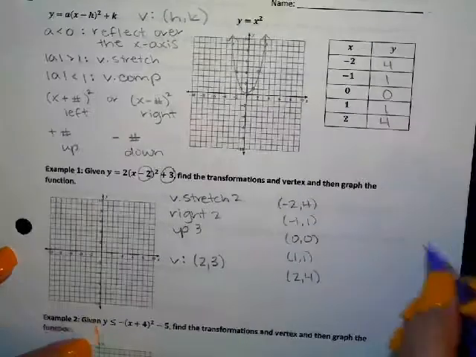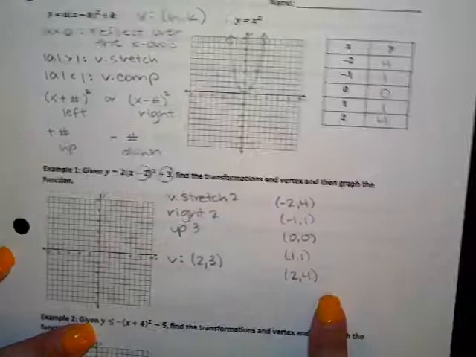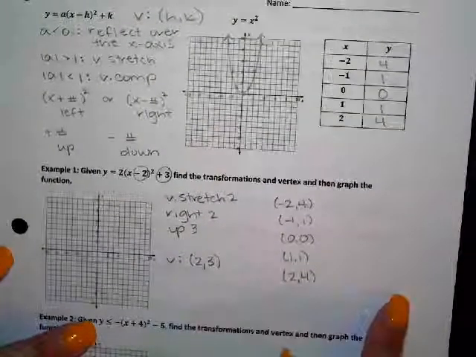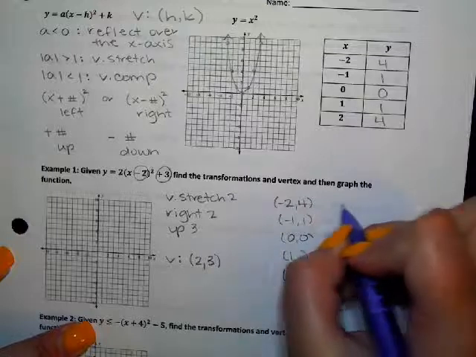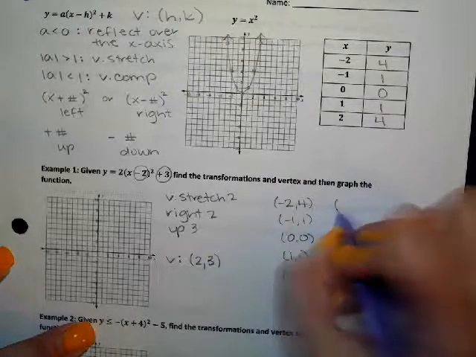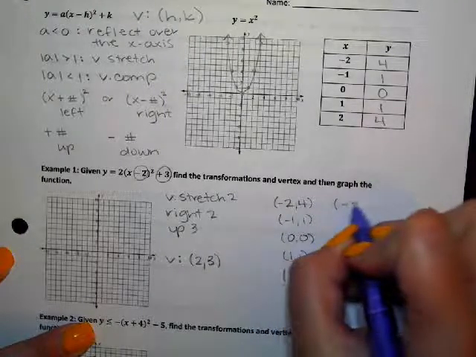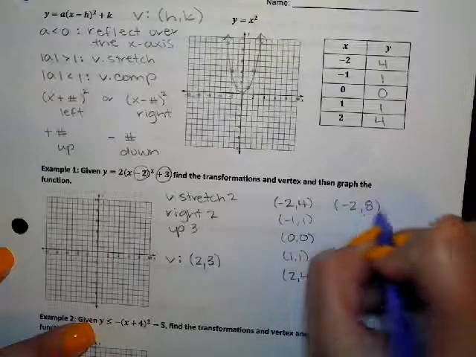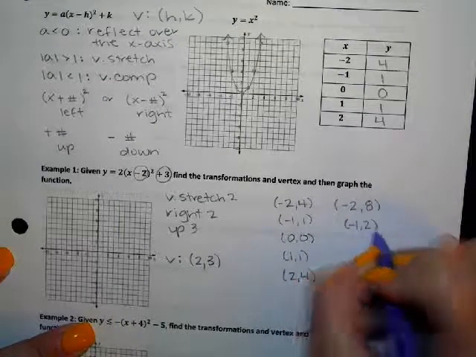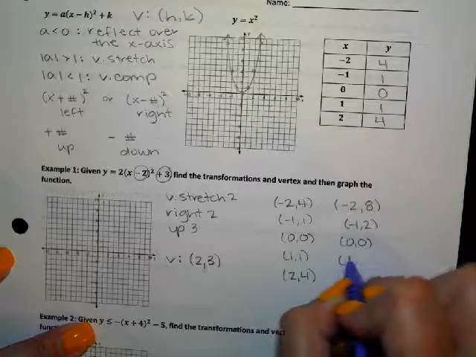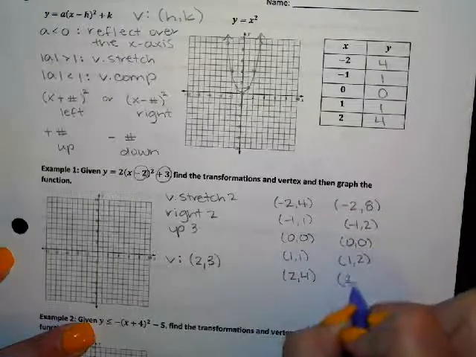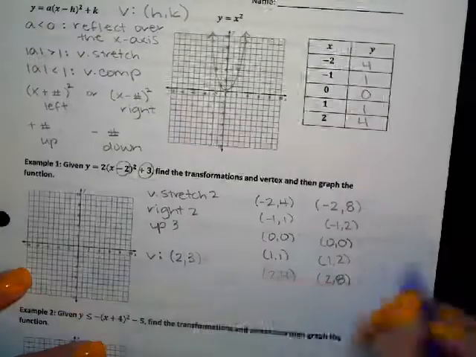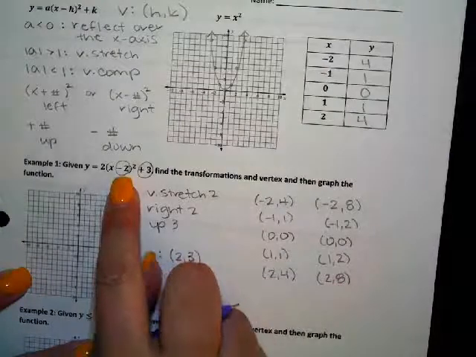So I'm going to take the points and do each transformation on them, and then I will know how to graph this. Stretch it by 2 means I'm going to take the y coordinate and multiply it by 2. So -2, 8, -1, 2, 0, 0, 1, 2, 2, 8. And then I'm going to take it and shift it to the right 2 and up 3.